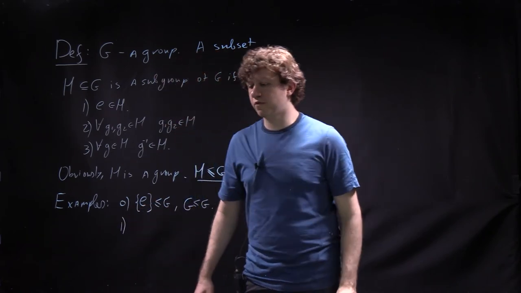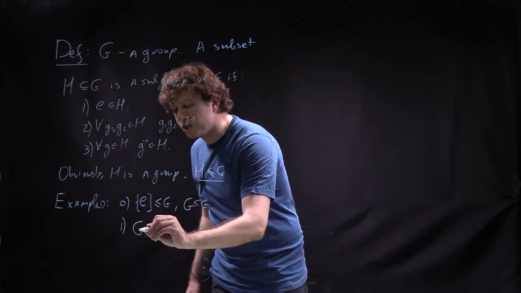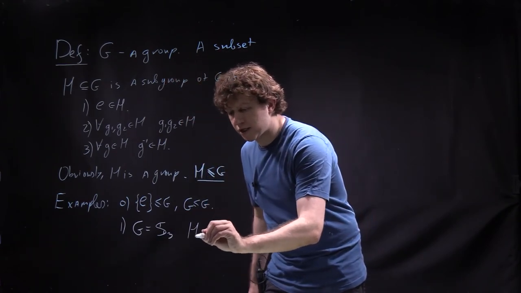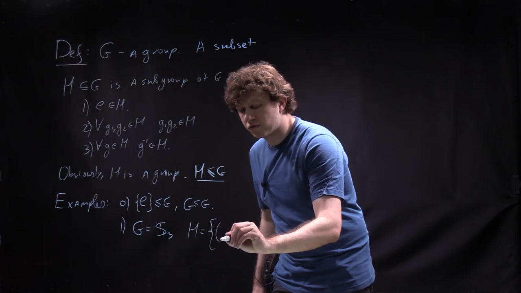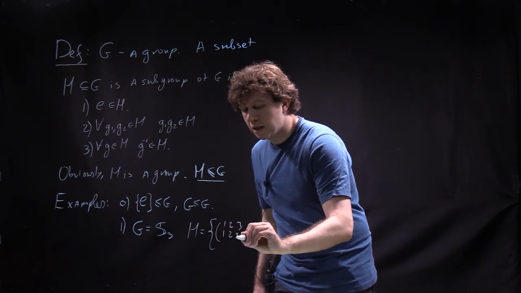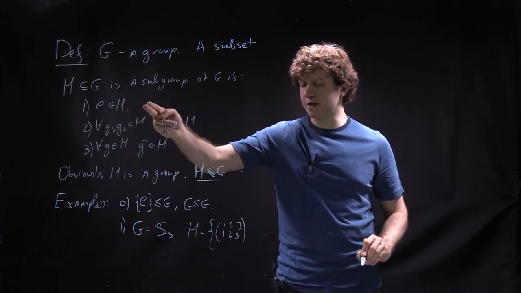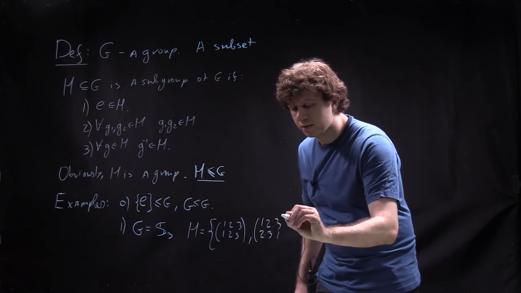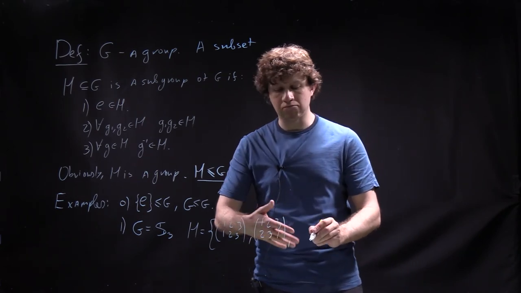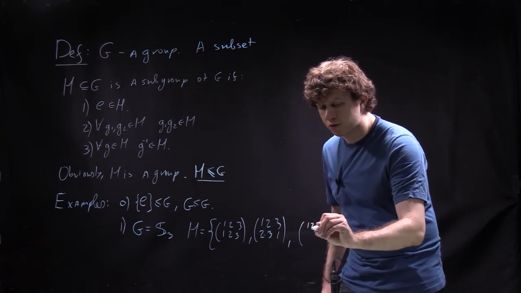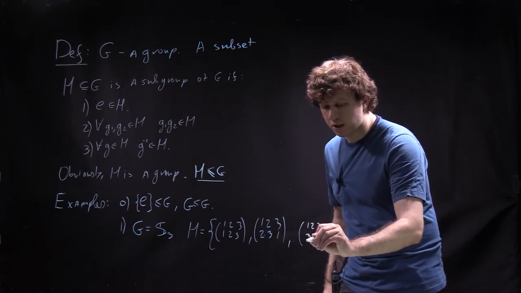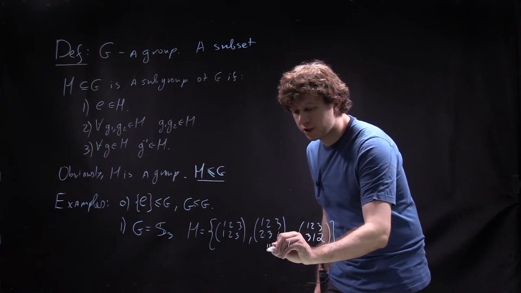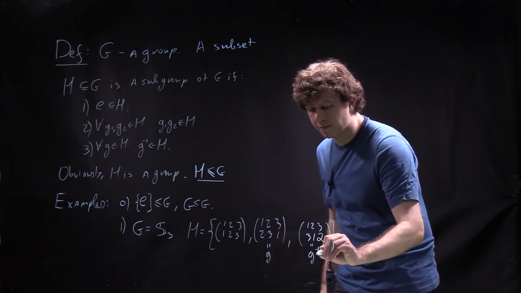And the first interesting example is, let's take a group G, which is S3, so permutations of three letters. And as H, I want to take a subgroup which will consist of three permutations. Identity. So this one must be here, because identity is always in H. But then I will take 1, 2, 3, 2, 3, 1. That's a certain cycle. And then I will take 1, 2, 3, 3, 1, 2. And if I denote this one by g, that's actually g inverse. Again, it must be here.